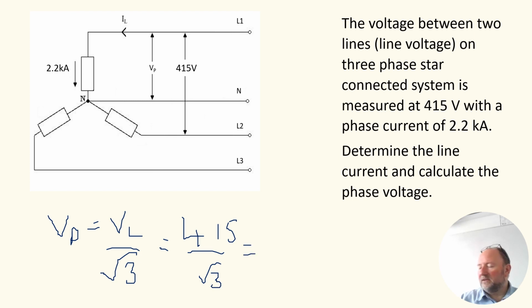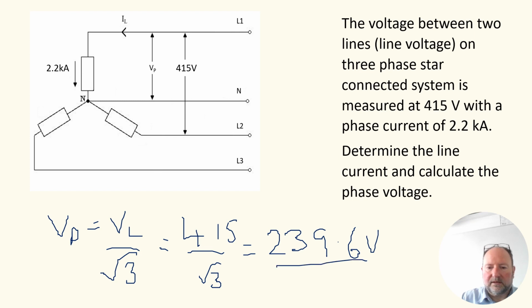Actually, I don't need to use the calculator, but I'm going to use it, only because I've done this calculation 5 million times. 415 divided by the square root of 3 comes out as a princely 239.6 volts. Underline it.